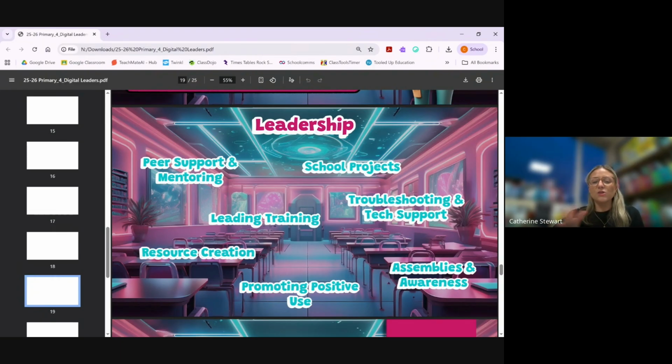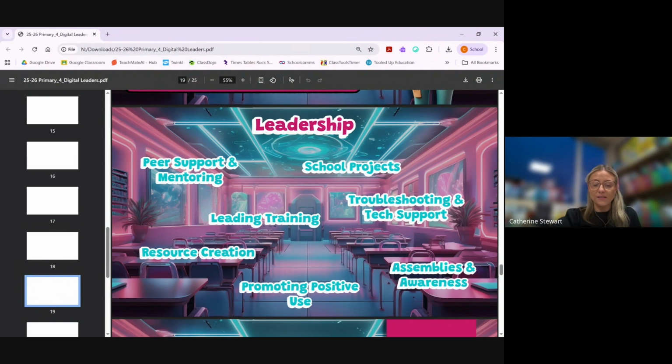Resource creation, similar to the training, so maybe making a poster about how to do something, or maybe a poster about making a safe password, or maybe about using, say for example, Control V, because lots of classes forget that. So little posters for your ICT suite, or that could be attached onto your trolley if you have iPads or Chromebooks, for reminders for children so they can just visually see it rather than the whole hands up asking side of things.